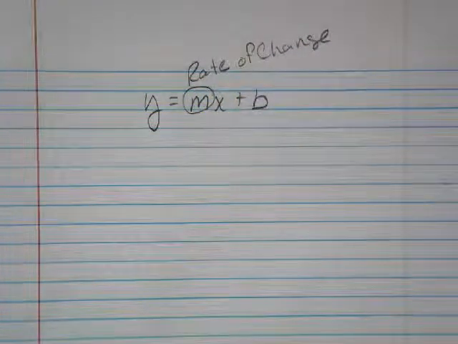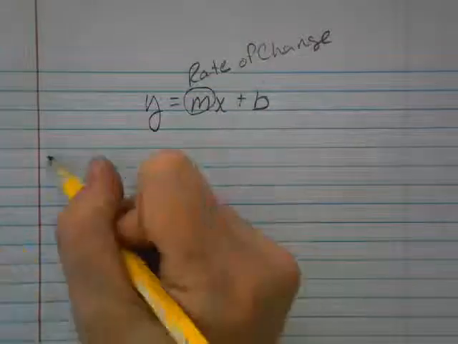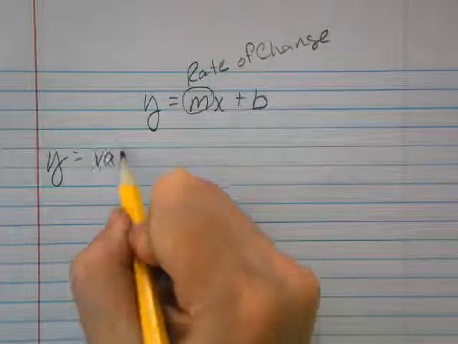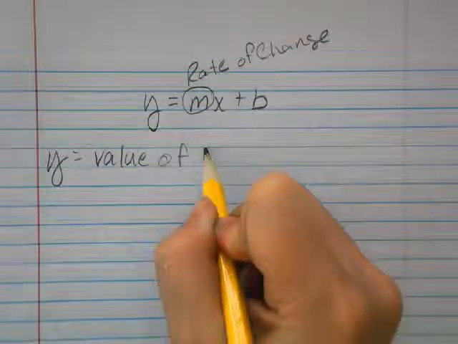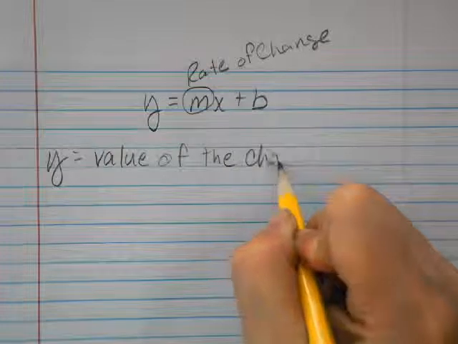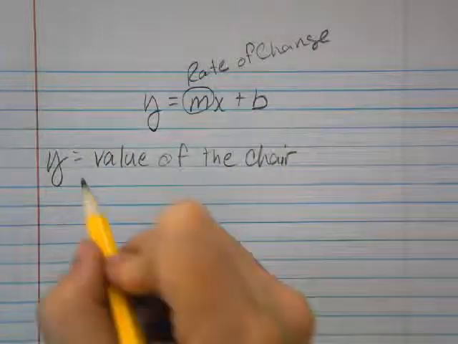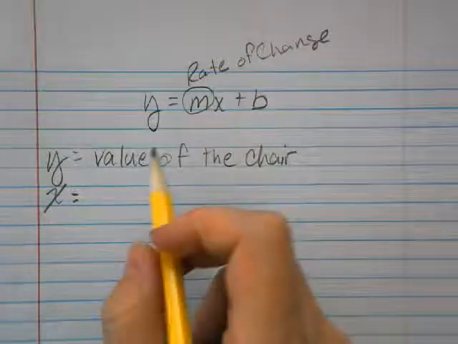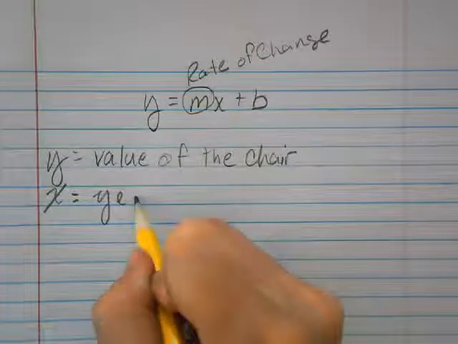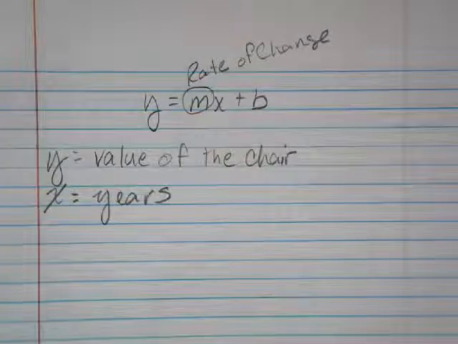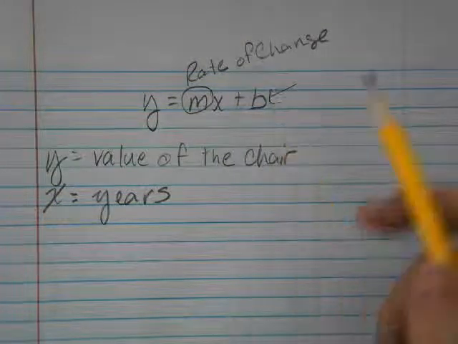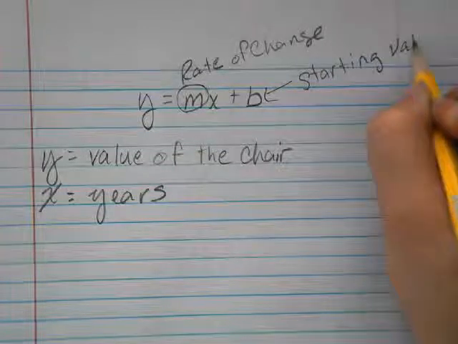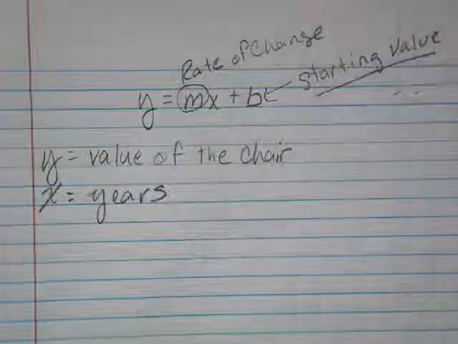In this relationship that I'm doing, my y is going to be the value of the chair. My x is going to be time in years. And then where does it start? My y-intercept is your starting value, right? And that's where we kind of have to do some problem solving in this one.